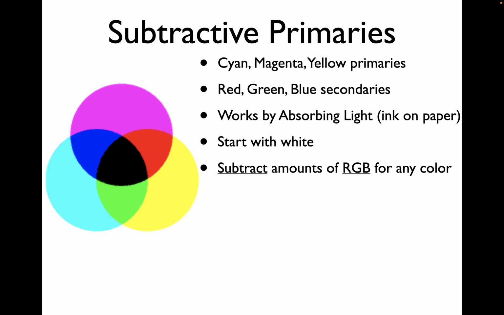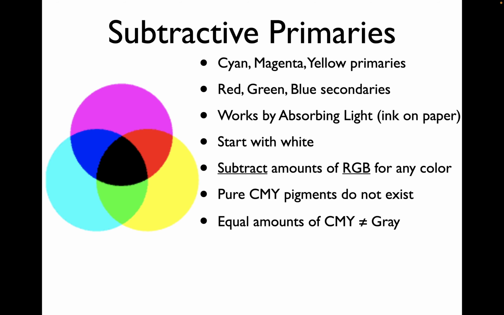You subtract amounts of RGB for any color. Pure CMYK inks do not exist. Equal amounts of CMYK do not equal neutral gray. This is one of the two compelling reasons that we edit in RGB and not in CMYK.